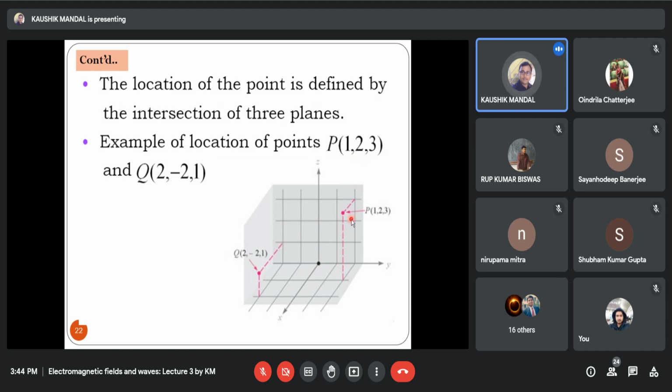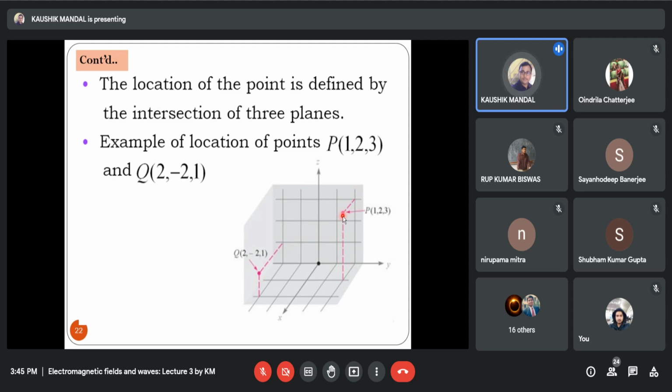So as per this, along the x-axis it will be 1. So this is the corresponding value of x. Next, consider y equal to 2, which means 1, 2. So this is the particular point. Now you move to z equal to 3. So the intersection of these three planes will be at this position, 1, 2, 3.